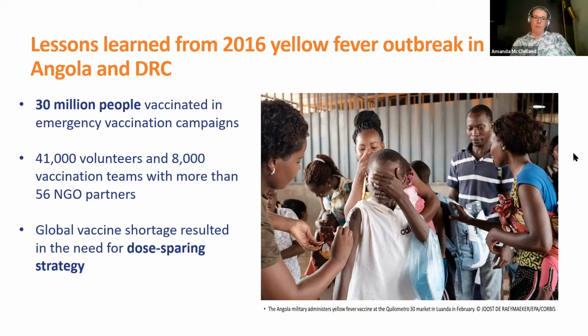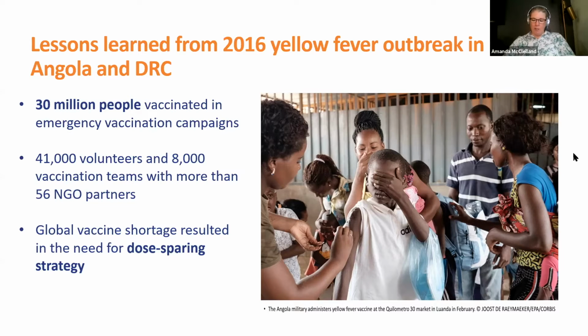There were concurrent outbreaks in Brazil and a small outbreak in China. More than 30 million people were eventually vaccinated across Angola and DRC, with more than 41,000 volunteers coordinating more than 56 NGO partners, and it required a dose-sparing strategy to reach that amount. So we had to both communicate about the yellow fever vaccine, but also a change in protocol that caused some concerns around a delivery of vaccine sparing. But I want to focus in on Angola.